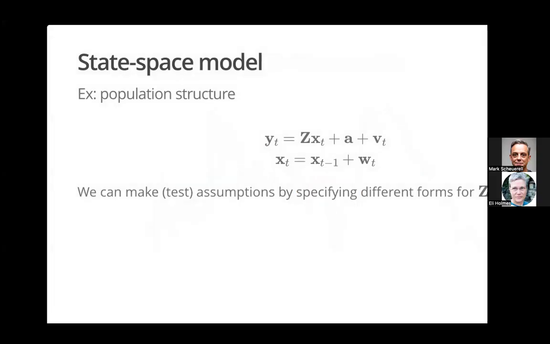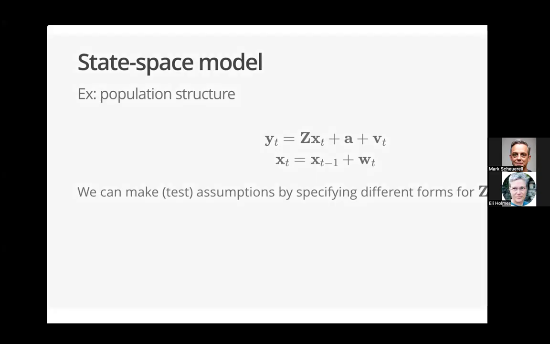Okay, so let's return to this notion of the state space model. I don't remember, I was gone a week ago. Eli, did you talk about doing population structure, like the harbor seal example? Do you remember this, from Eric's paper, where they're looking at harbor seal metapopulation ideas, and you could make some assumptions about that based on how you made Z.